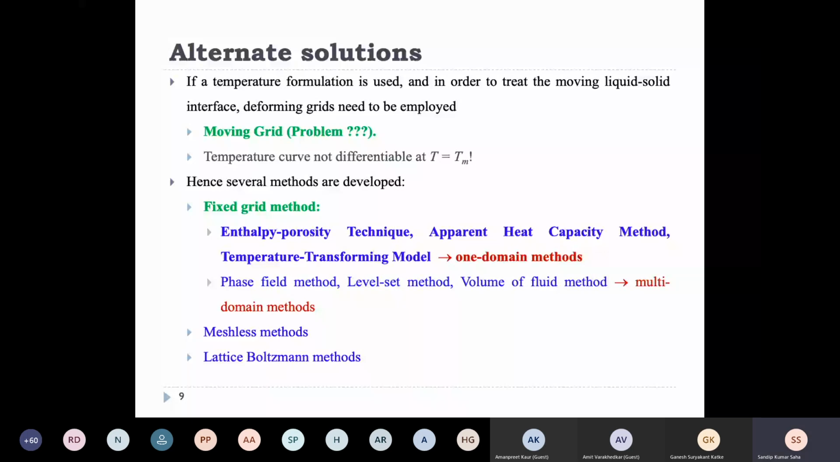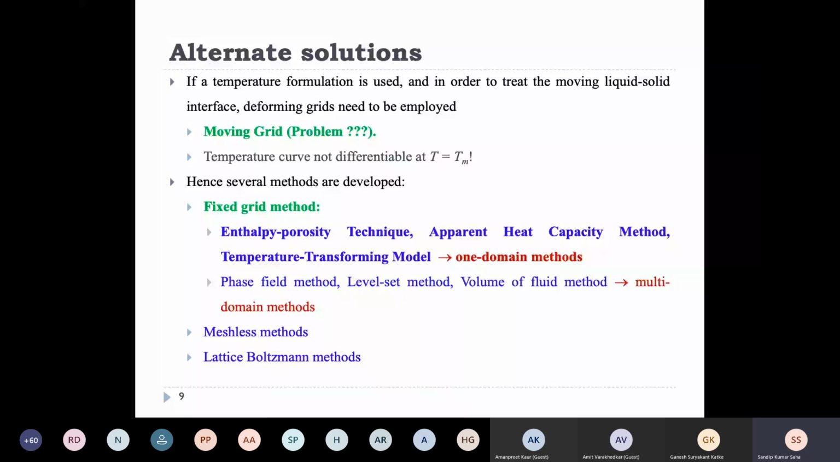That means when I solve one equation for two different states, solid or liquid, I should have some type of switching function inside this type of model, which switches the velocity from 0 in solid to some finite value in liquid. So some device should be there in this technique to take care of this. I will now demonstrate how this is done in this type of model.